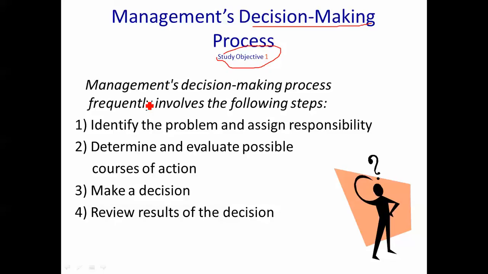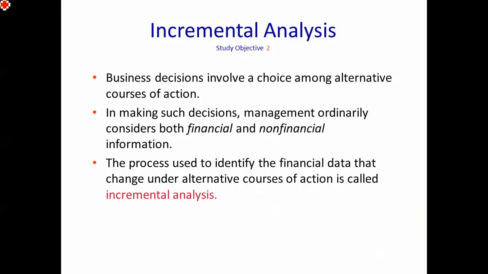If we have no choices, there's no decision that has to be made. We have to do what we have to do. But the fact that we are making a decision means that we have a choice. So first of all, we must identify why we're making the decision. What is the problem? And then we look at the different courses of action that we can take in order to solve that problem. We make a decision and then we review the decision.